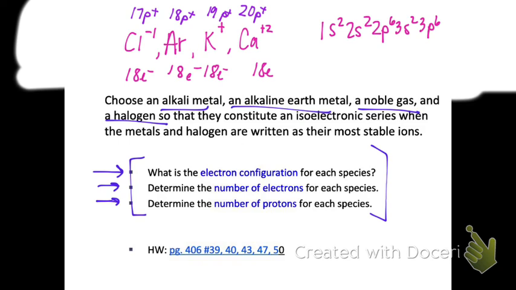The difference is that they will still have their own numbers of protons, right? Because could each of these four elements have the same number of protons? No, because then that would mean they're the same element, right? Protons are that element's identity, so they cannot have that.